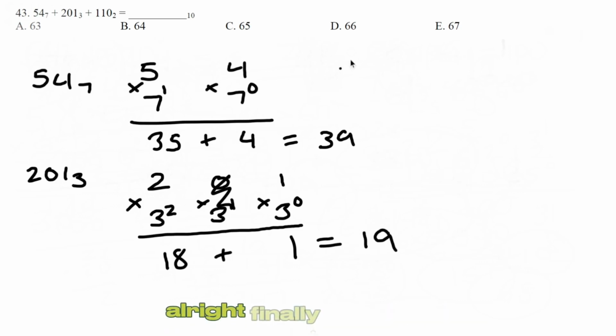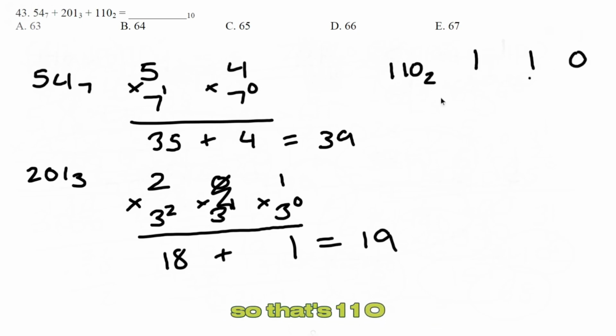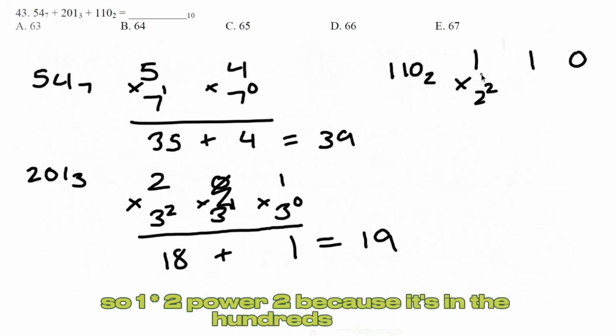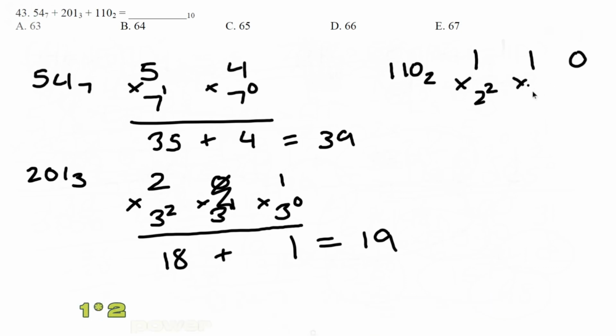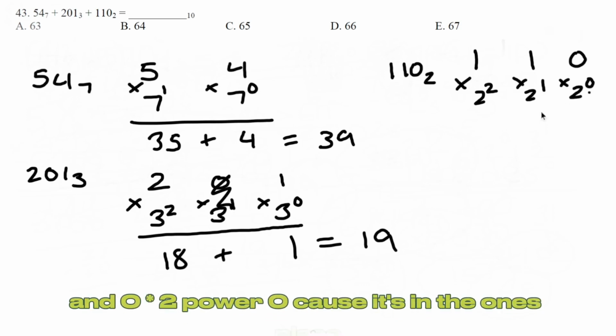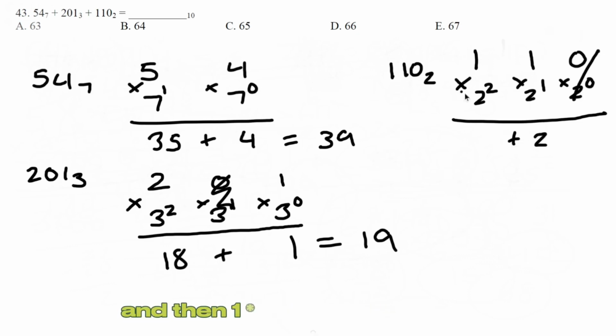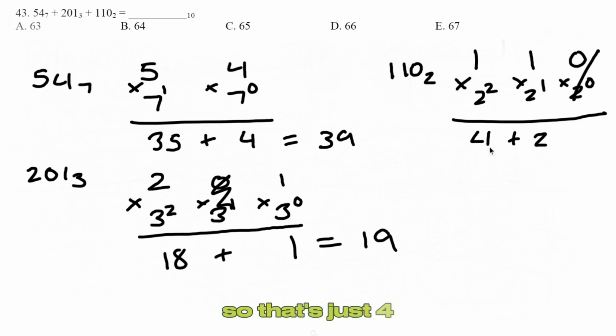Alright, finally, 110 base 2. So that's 1, 1, 0. So 1 times 2 power 2, because it's in the hundreds place. 1 times 2 power 1, because it's in the tens place. And 0 times 2 power 0, because it's in the ones place. So 0 cancels out. 1 times 2 is just 2. And then 1 times 2 squared, which is 4. So 4 plus 2 equals 6.